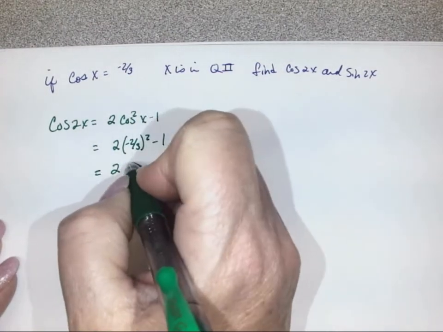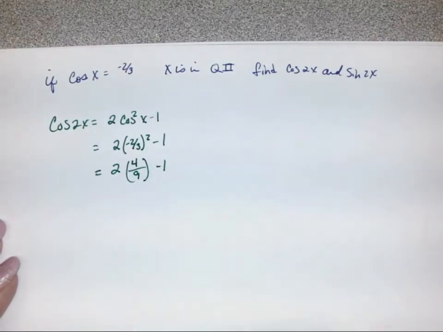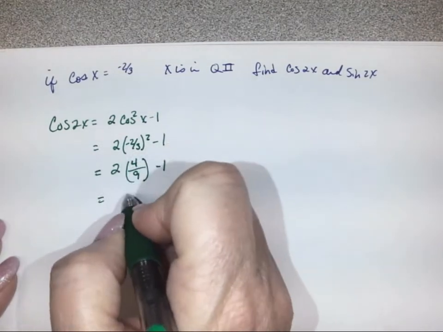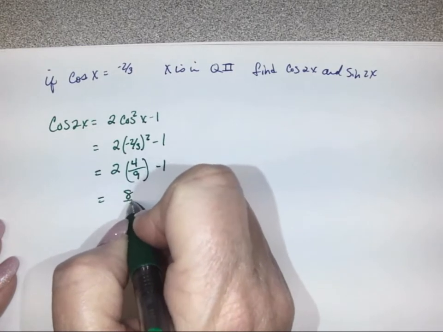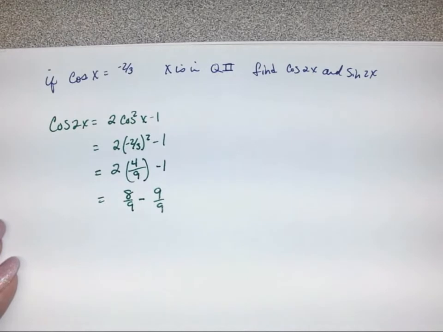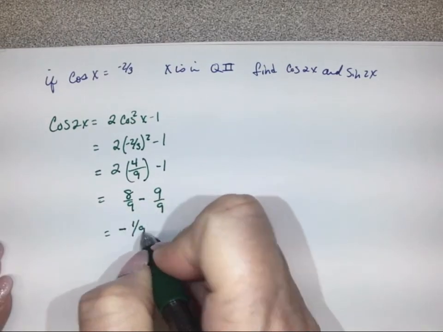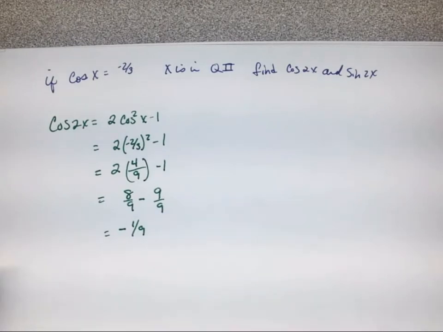So negative 2 squared will get us 4. 3 squared will get us 9. So this will be 2 times 4 is 8 over 9 minus, I'm going to write 1 as 9 over 9, so we have a common denominator. And we will get negative 1 over 9. All right, so we found that part. Now let's go find the other part.